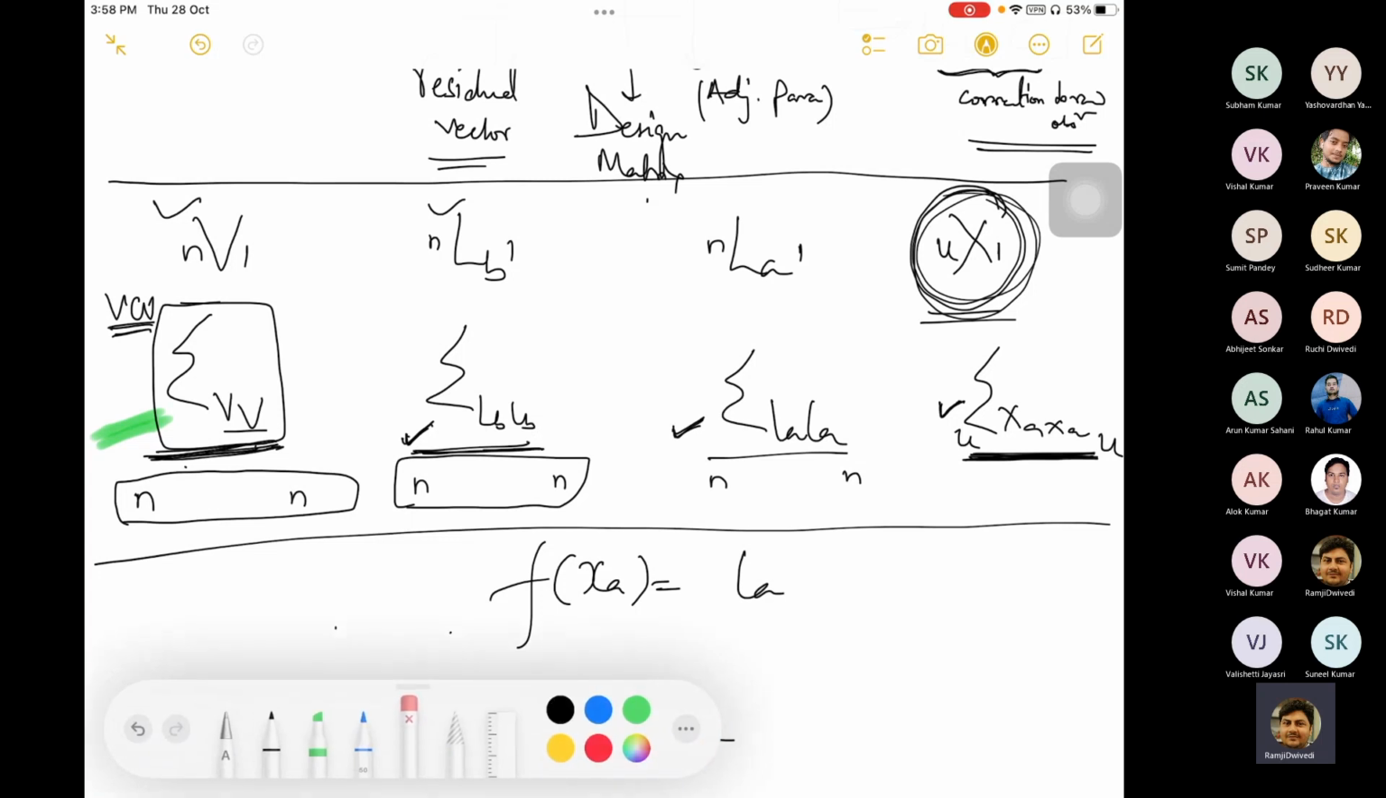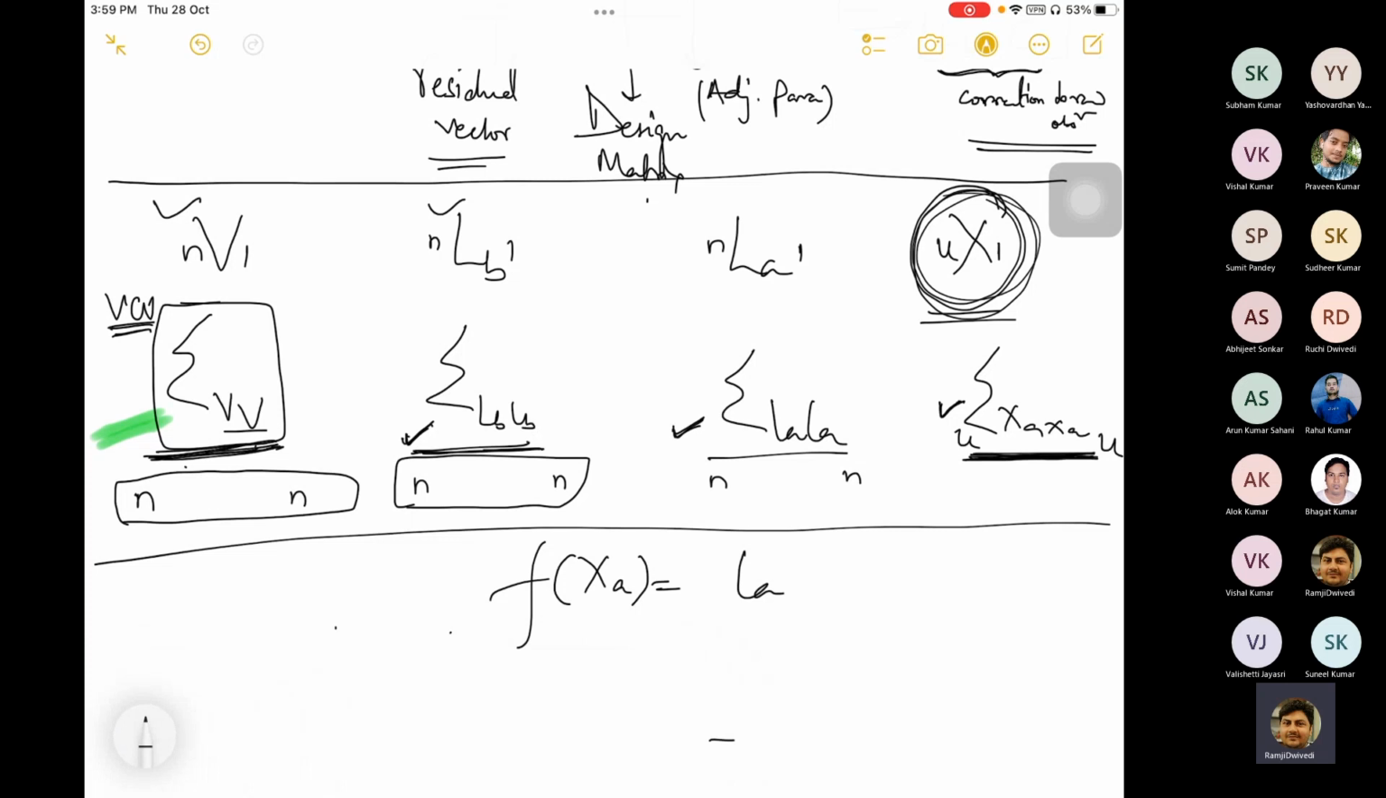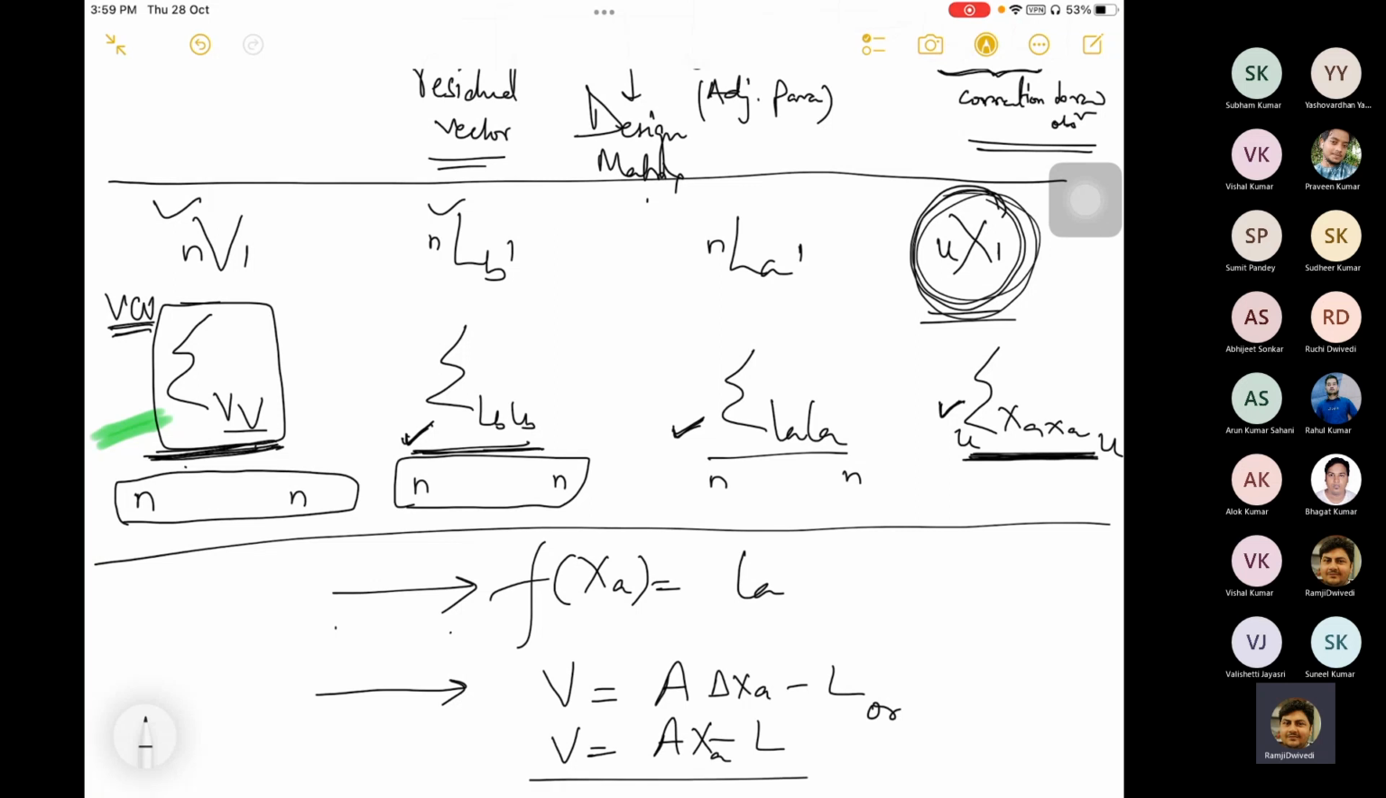If you want to write in a vector form, it would be better not to write with small letters. This is the non-linear observation equation model. The corresponding linearized version is A delta XA minus L, or people usually write in books as A X minus A XA minus L. So the better word is this. Anyways, these are the non-linear version, these are the linear version.